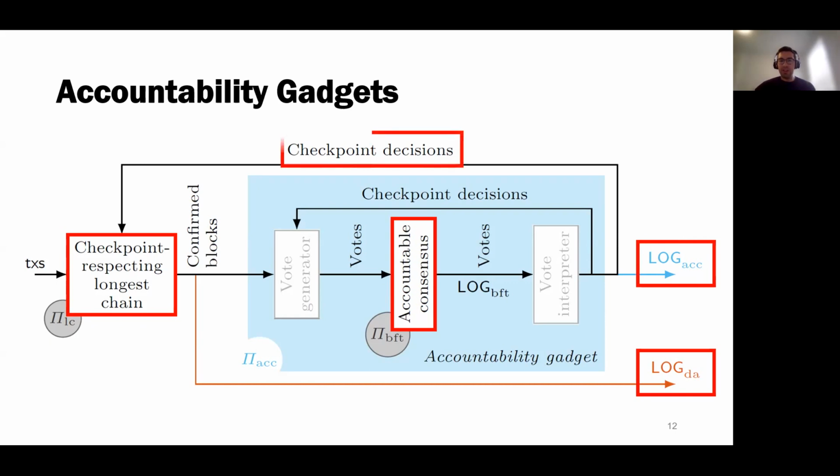These checkpoint decisions are also fed back into the checkpoint-respecting longest chain. The name indicates that this protocol no longer treats the longest chain simply as the canonical one. Instead, it requires the longest chain to go through the latest checkpoint decision to be the canonical chain.